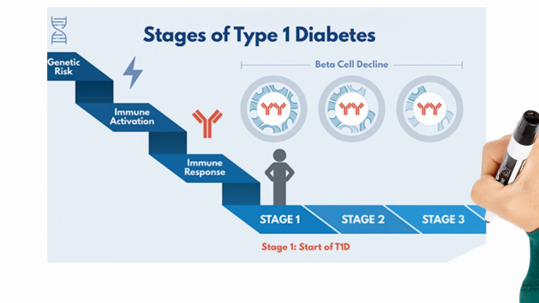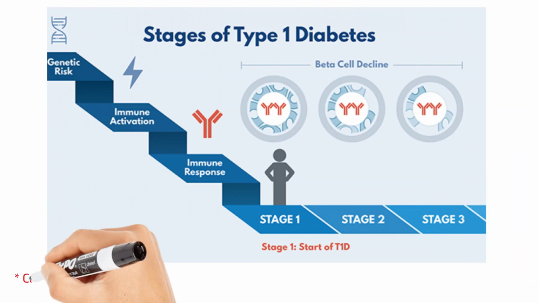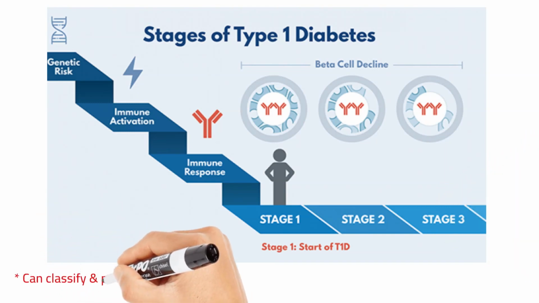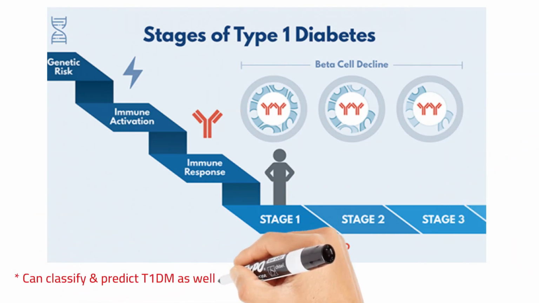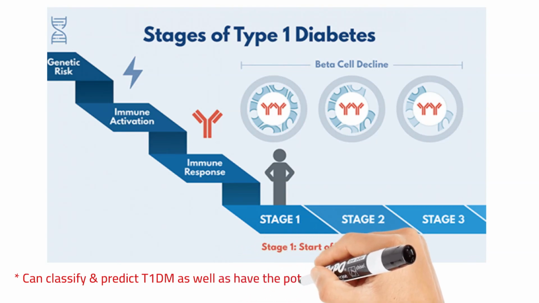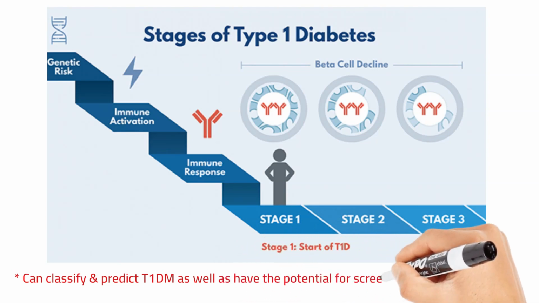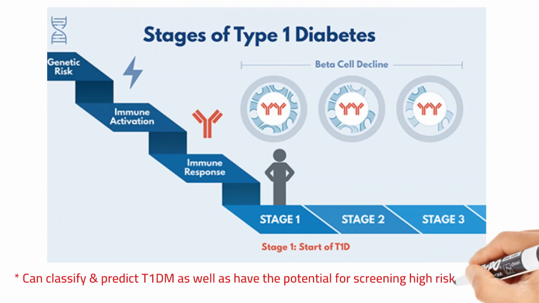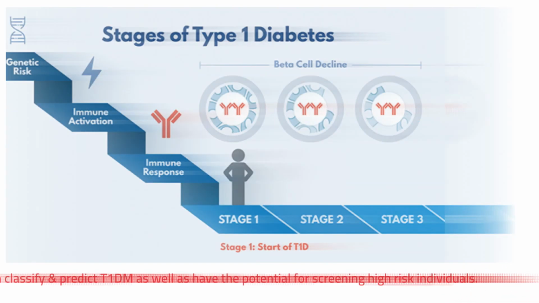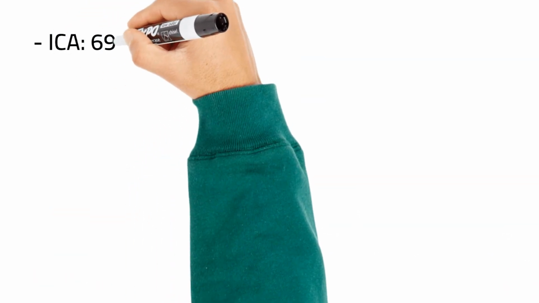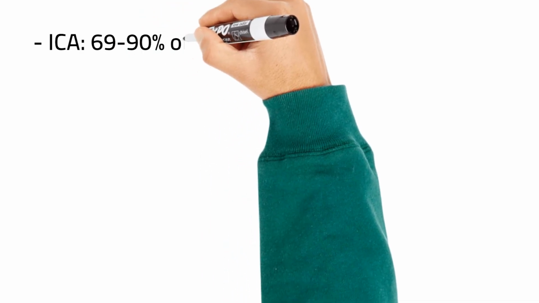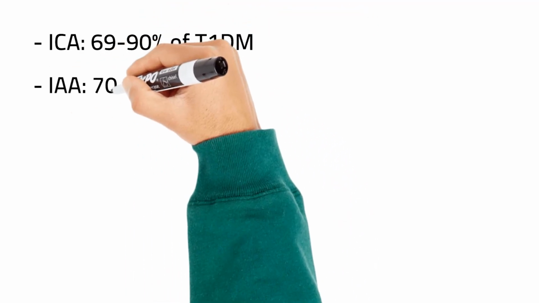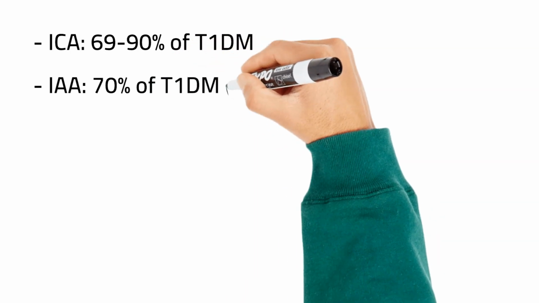Detection of 2 or more islet autoantibodies is associated with higher risk of type 1 diabetes compared to a single autoantibody. Almost everyone who develops multiple islet autoantibodies may eventually progress to have diabetes at some point in their life. Let's now quickly review the prevalence of these autoantibodies. Studies have demonstrated the prevalence of diabetes autoantibodies to be as follows.